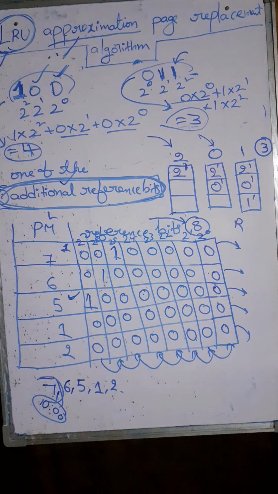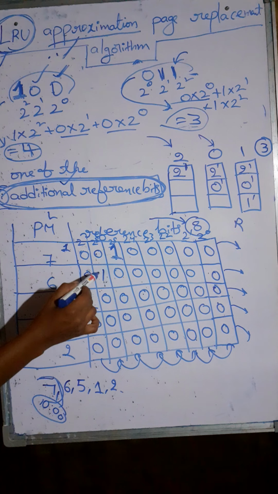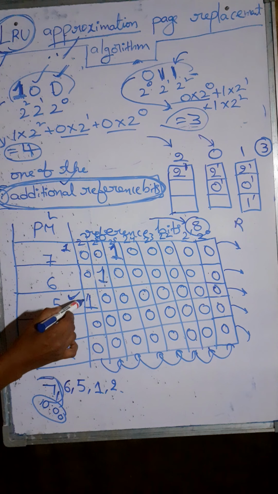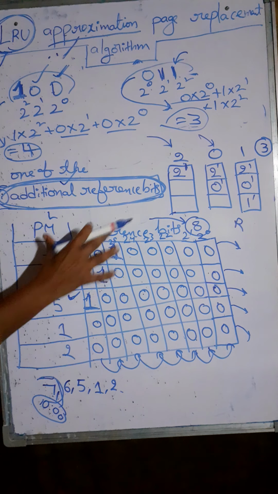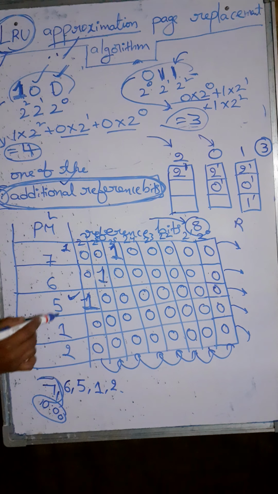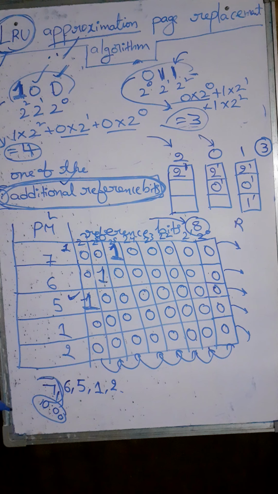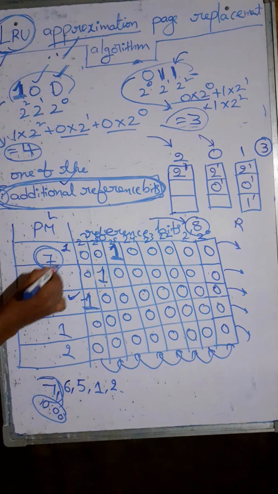If you observe, here 7 is asked at this time, 1 is asked at this time, and 5 is asked recently. That means among all the pages, 1 is asked recently, right? And 7 has not been asked for the longest period of time, right? So here we should choose 7 as the victim frame.